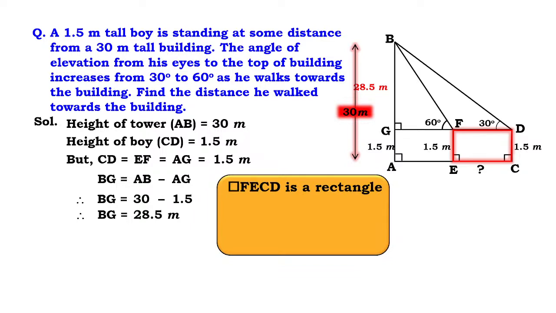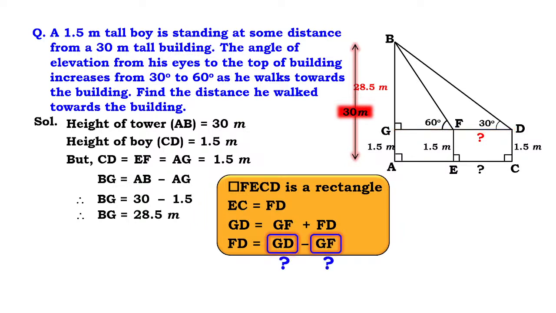Now, EFCD, it looks like a rectangle. Yes or no? It looks like what? Rectangle. So EC is equal to FD. That is, the distance covered by the boy is nothing but the FD value. Now GD is written as GF plus FD. Look at this. GF plus FD, yellow line plus the blue line, is what? GD. What is FD? FD can be written as GD minus GF.